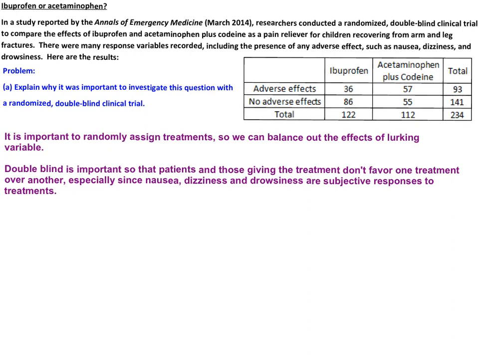I wanted to show you this because in this whole degrees of freedom thing, this is going to have one. This is the smallest table that you could have for a test for homogeneity. It's got the two-way table, but each of the variables only has two outcomes. For the adverse effects, you could have them or not. And for the pain relievers, you could have ibuprofen or acetaminophen plus codeine. Those are the two options. So when we get to degrees of freedom, we'll have one, which means this is the smallest possible table we could use for this type of test.